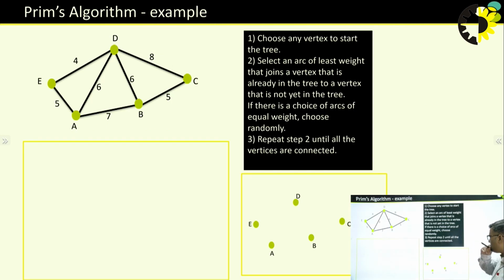This is the question. This is the graph. Choose any vertex to start the tree. If you want to start a tree, then we will choose any vertex. Select an arc of least weight that joins a vertex that is already in the tree to a vertex that is not in the tree. If there is a choice of arcs of equal weight, choose randomly. Repeat step 2 until all the vertices are connected.